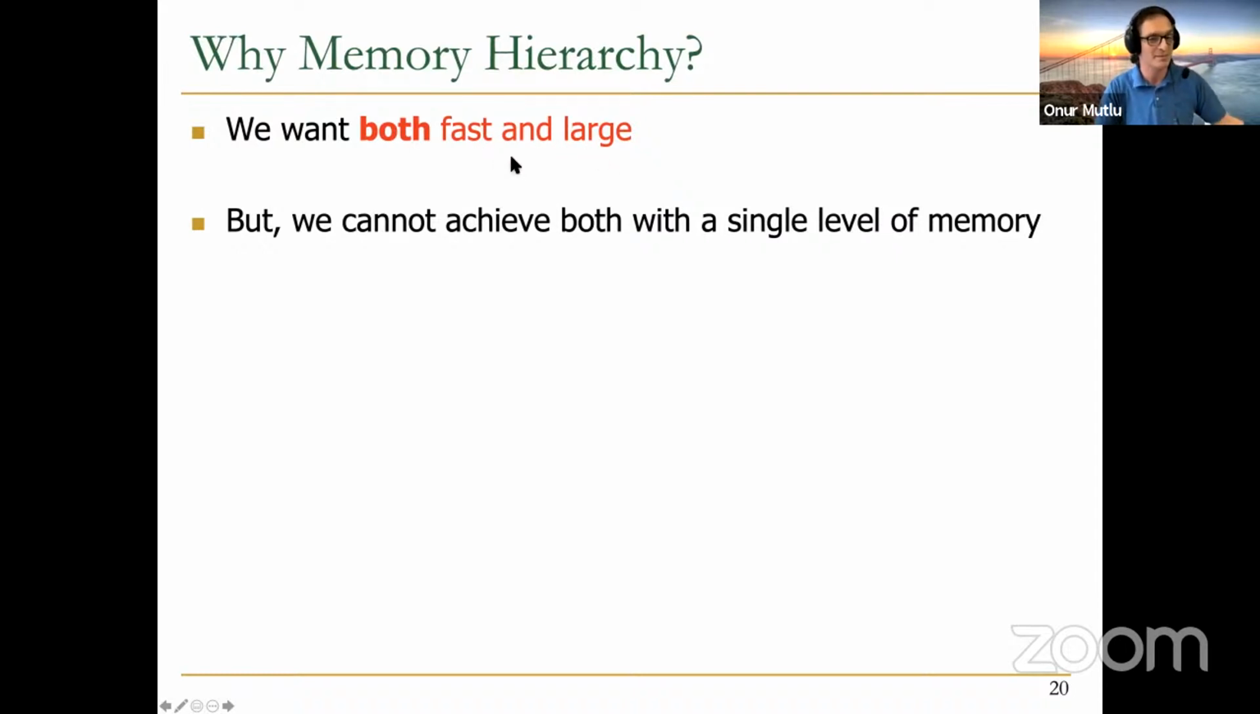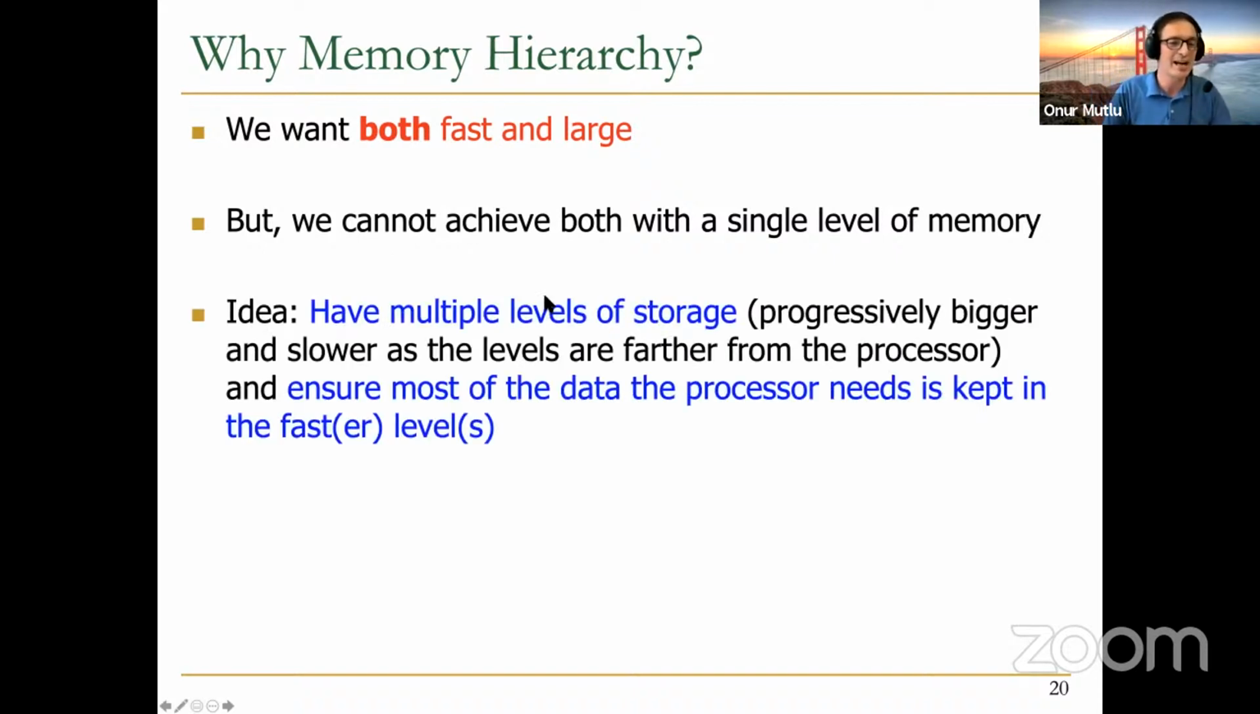Ideally, we want both fast memories and large memories, right? So that we can store a lot of data and have quick access to it. But unfortunately, we cannot achieve both with a single level of memory. Otherwise, it'd be magic. And the idea of a memory hierarchy is very simple, basically. Have multiple levels of storage or memory. They get progressively bigger and slower as the levels become farther away from the processor or the compute units.